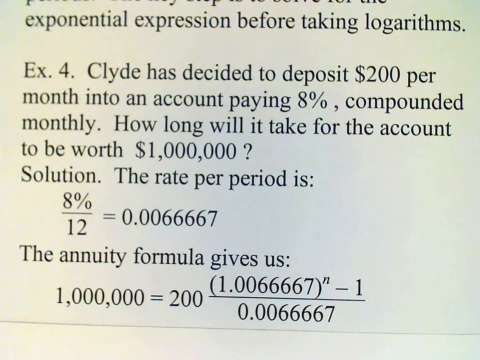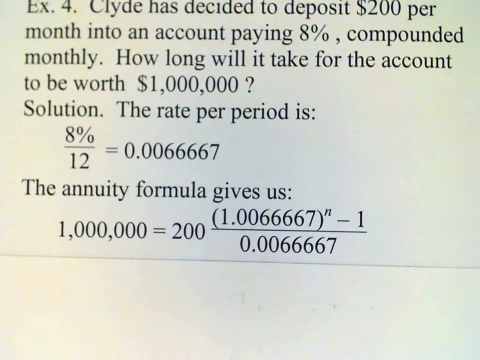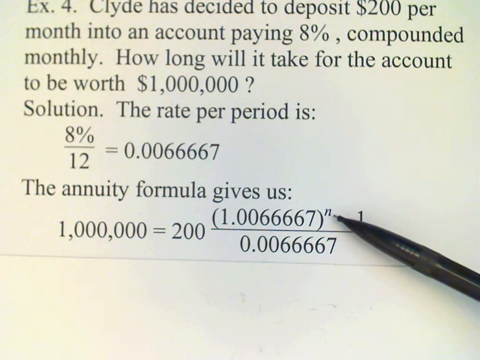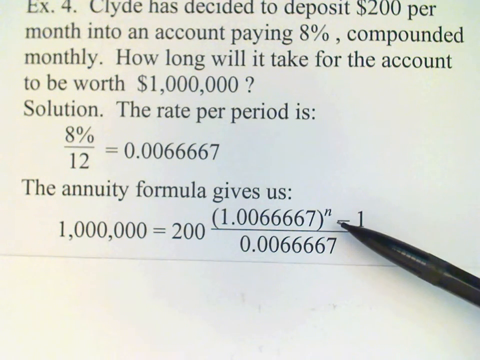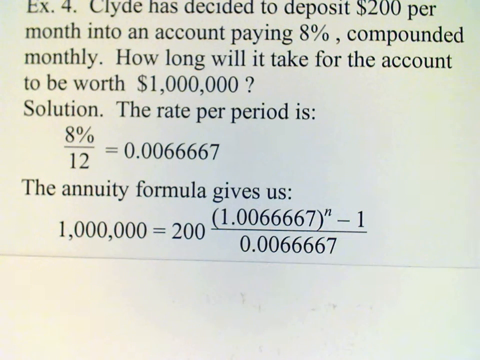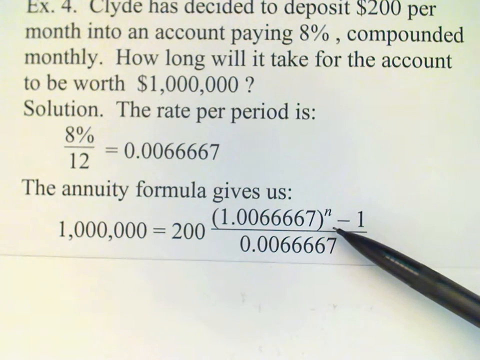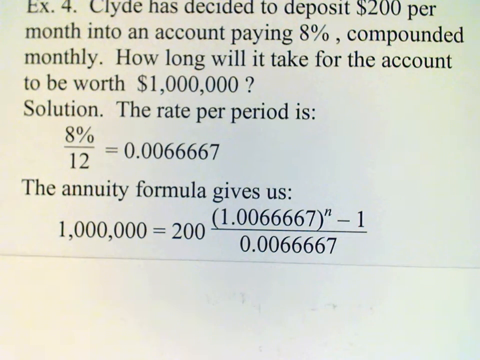Okay, and then we can substitute in what we know into the annuity formula. 1 million is the final amount that we want. Payment is $200 a month, and then the rest of the formula gets filled in as before, but this time the value of n is unknown. And so what we will attempt to do is to work with this algebraically until we get this term here alone by itself, and then we can take the logarithms and extract the exponent.